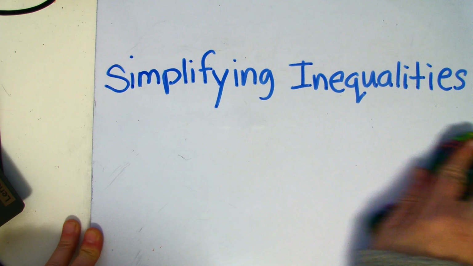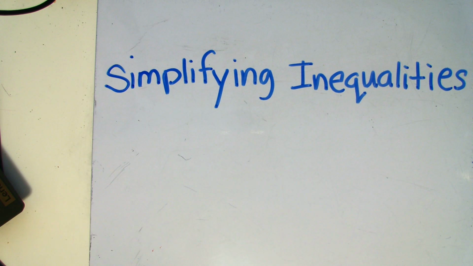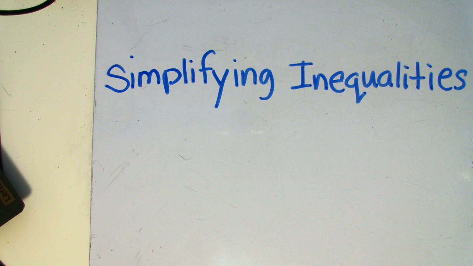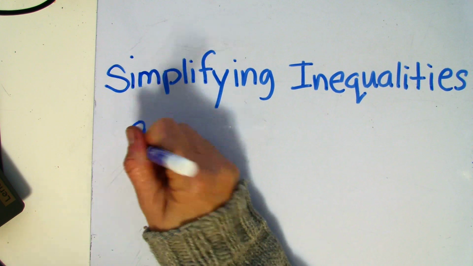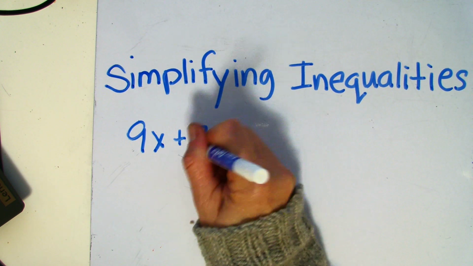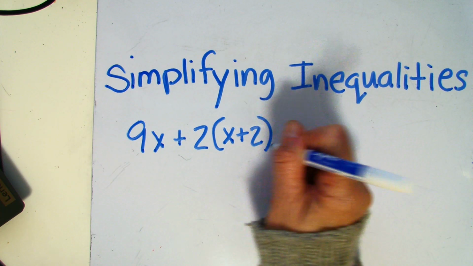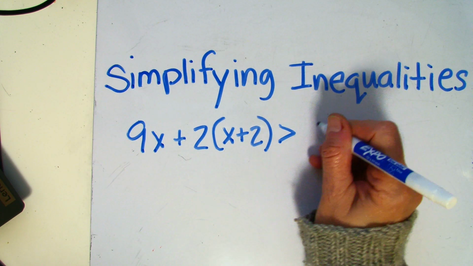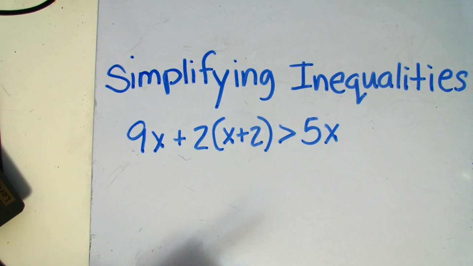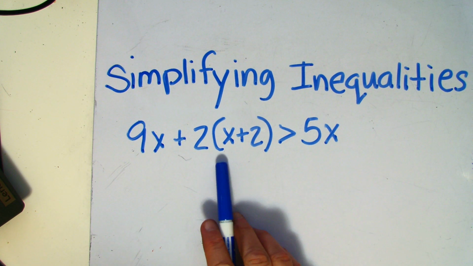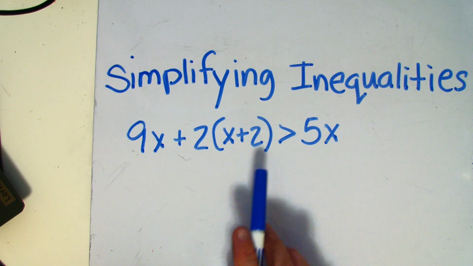Let's look at another example in which we have multiple things going on, and we've got to work through them to simplify the inequality. We're going to start with 9x plus 2 times the quantity x plus 2 is greater than 5x. So there is a lot going on here. I have the variable x on both sides. I also have a distributive property set up here.